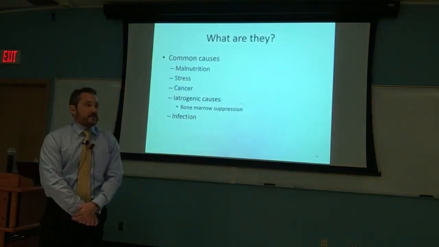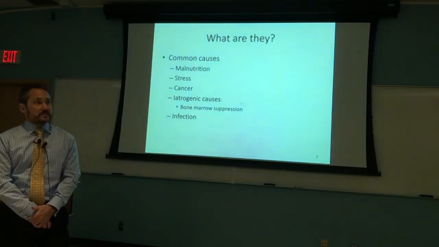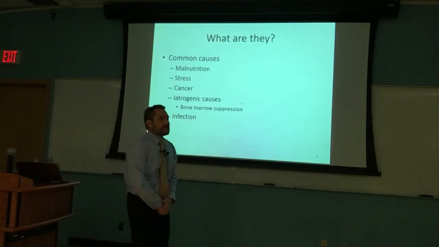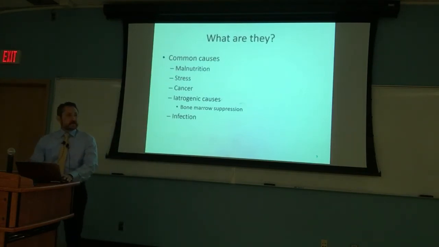So here are some examples of a secondary immunodeficiency disorder or disease. Malnutrition, stress, cancer, or in certain cases iatrogenic side effects, where you're having surgery and they suppress the bone marrow, and now you have a problem with your immune system. Okay? Iatrogenic just means an inadvertent adverse effect. You didn't mean it to go that way.